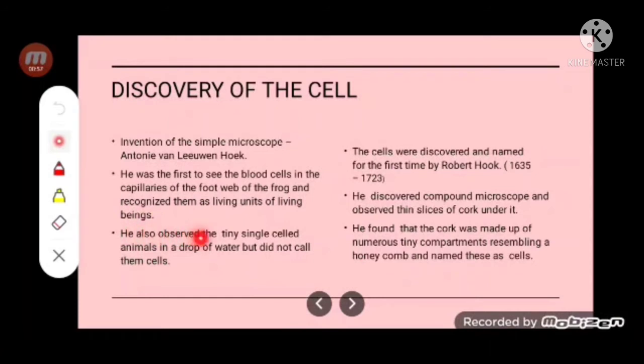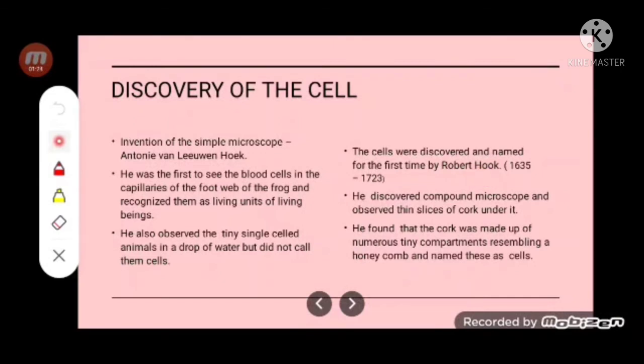He also observed tiny single-celled animals in a drop of water but did not call them cells. So here the point to be noted is that he didn't coin the term cell, but he called them living units. Afterwards, a scientist named Robert Hooke discovered and named the cells for the first time.